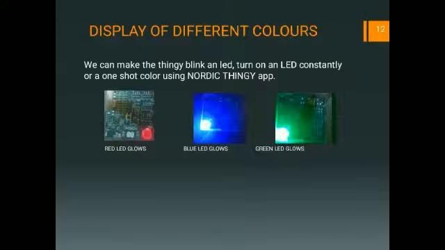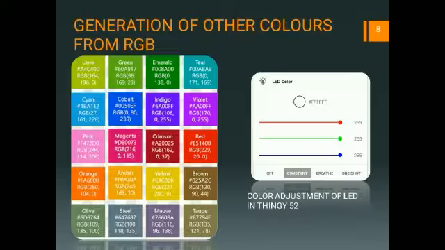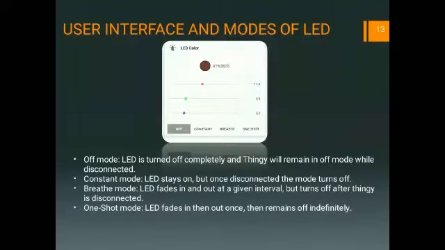Nordic Thingy has 3 sets of RGB LEDs. The user interface service allows you to interact with the LED and the button on Thingy. Only one mode can be active at a time. Off mode: the LED is turned off completely and the Thingy will remain in off mode while disconnected. There is no configuration for this mode.